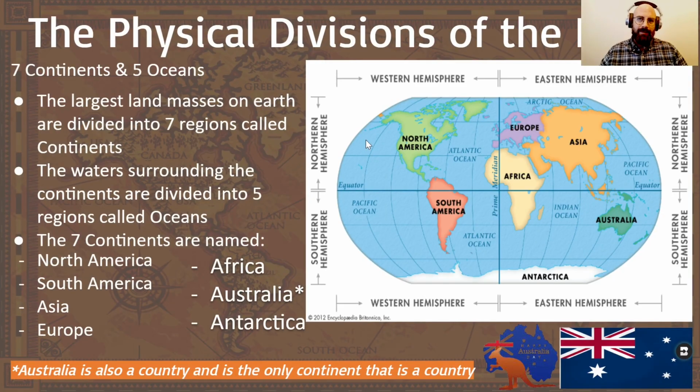So we draw these lines, we divide up the entire Earth as a whole, then we draw lines around these land masses that we're going to call continents, and we name these continents. We decided as humans there were going to be 7 different regions of land masses. The 7 continents are North America, South America, Asia, Europe, Africa, Australia, and Antarctica.